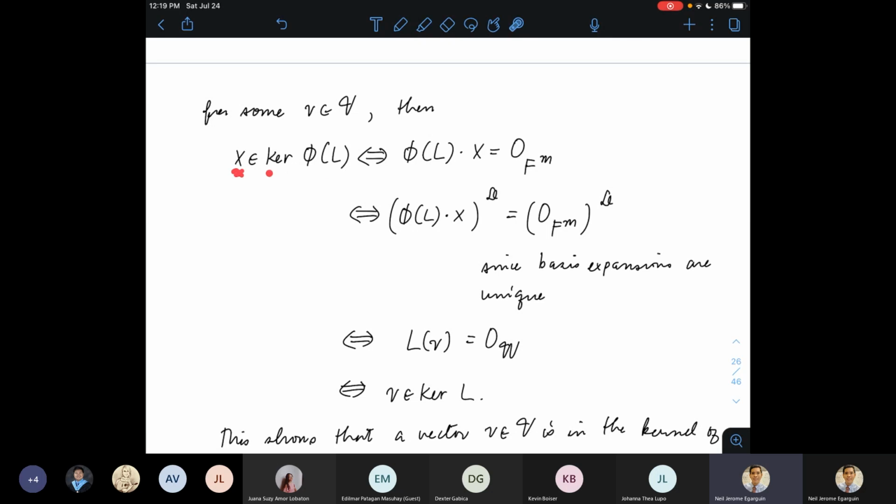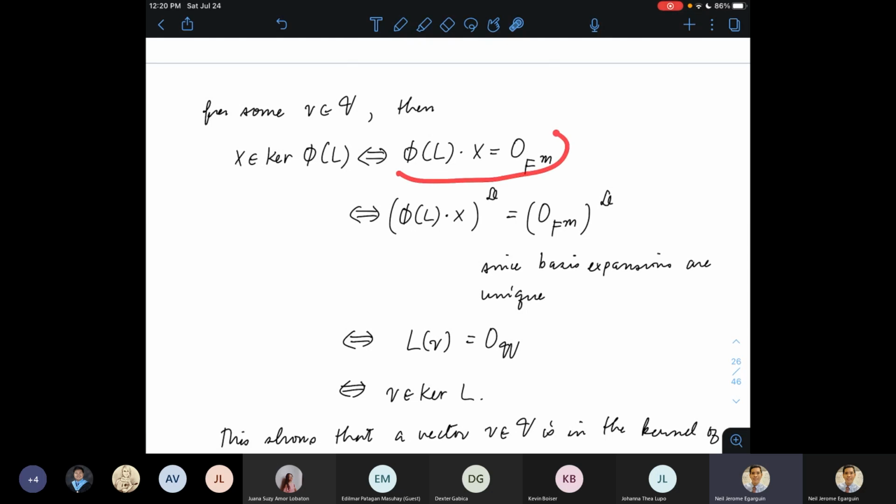Kukuha ako ng isang element X mula dun sa kernel na yon, at tingnan ko ano yung characterization na pwede kong makuha from that statement. Again, the nice thing, we don't know anything much about the kernel of a matrix but its definition. So si X ay nasa kernel ng isang matrix phi L if and only if, hence the biconditional here, yung matrix times si X ay equal to 0 vector. Okay, that's fine. That's the very definition of being in the kernel.